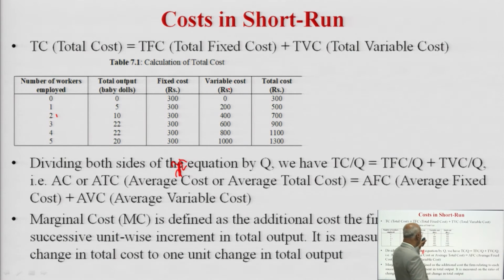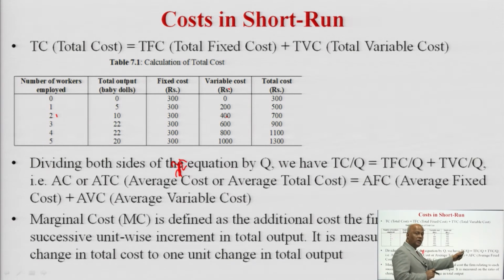Now, if you add that, 300 plus 0 is 300, 300 plus 200 is 500, 300 plus 400 is 700 rupees. So, like that it is varying. And from the total cost, the total fixed cost and the total variable cost, we can calculate how much is the average cost or average total cost, how much is the average fixed cost and how much is the average variable cost.